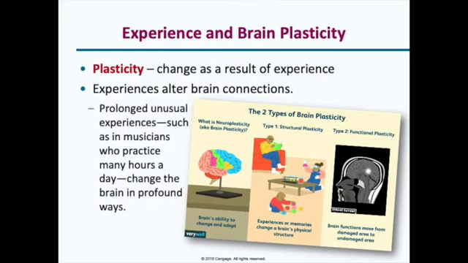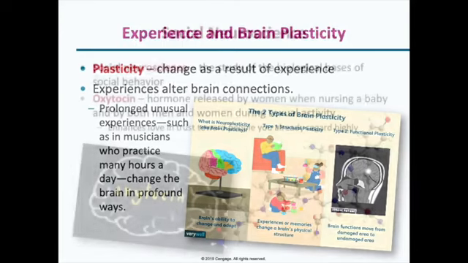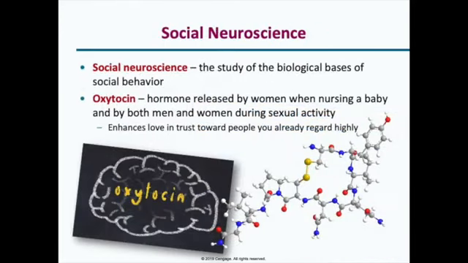Slide 26. Biological mechanisms of social behavior have received increasing attention. This is part of what's called social neuroscience. The hormone oxytocin enhances love and trust toward people that you already regard highly. Slide 27.